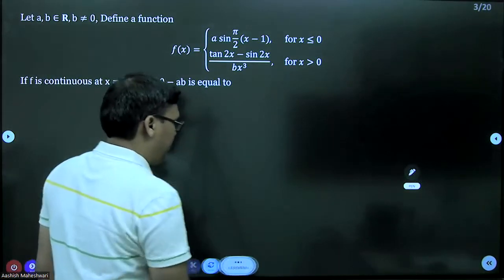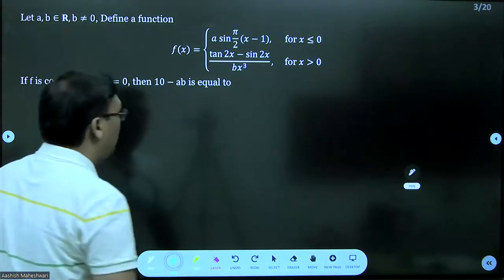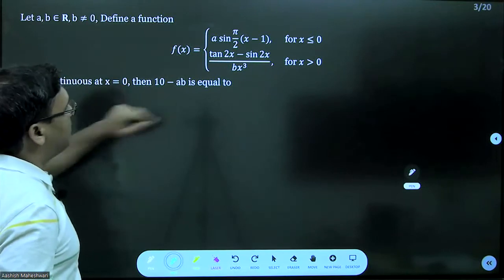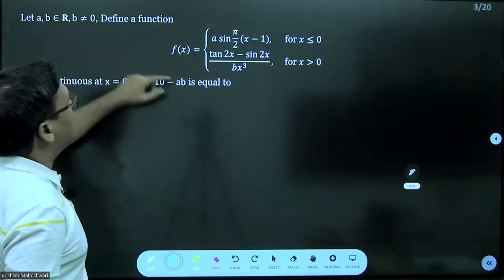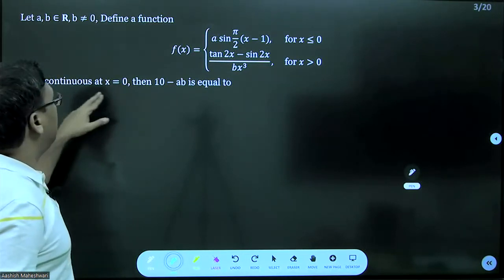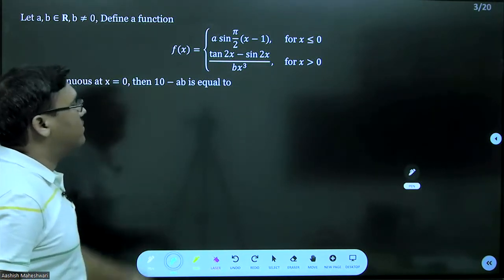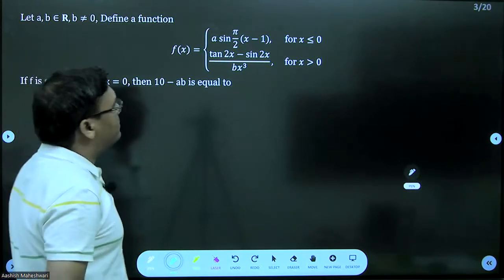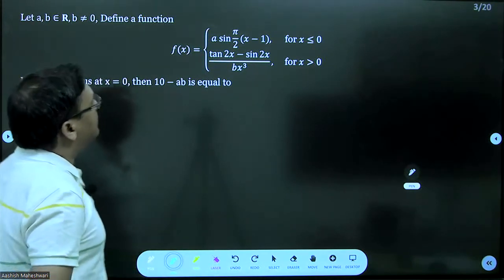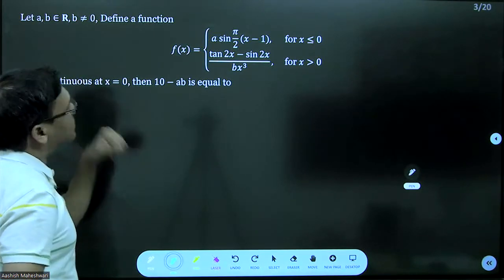So again, you see here, we have a and b are real numbers. B is not equal to 0. It is given in the question. Define a function. We have defined the function here. The question is, if the function is continuous at x equal to 0, then what is the value of 10 minus ab? Okay, so basically you have to find the values of a and b, and accordingly you will find this value. Now it is given that this function is continuous at x equal to 0.